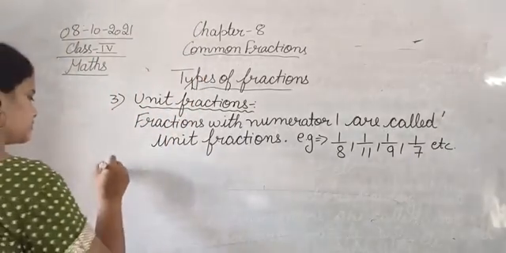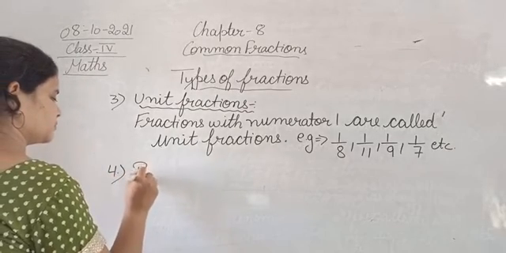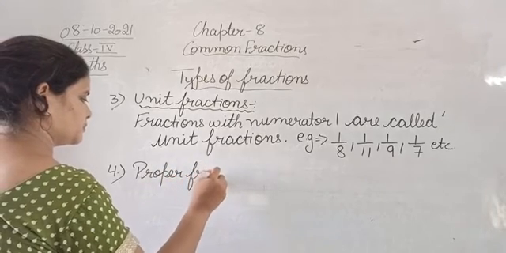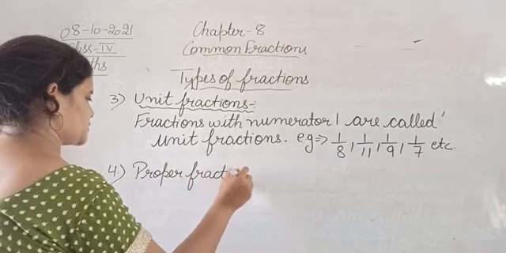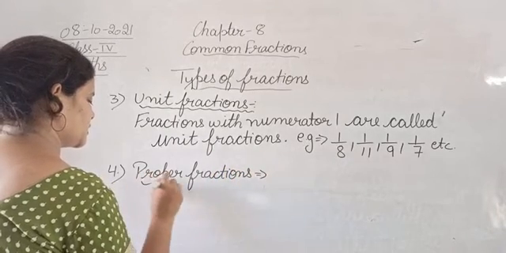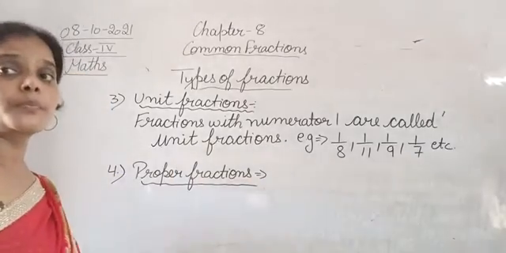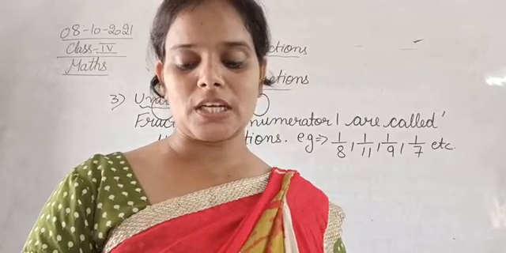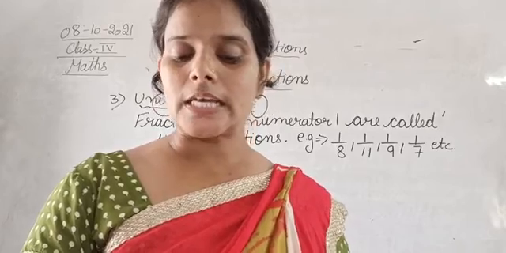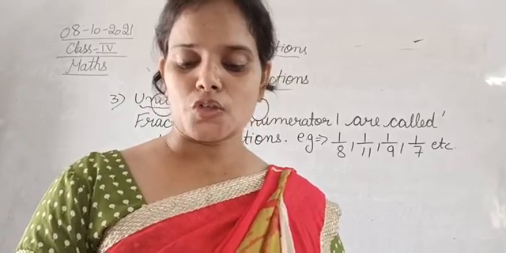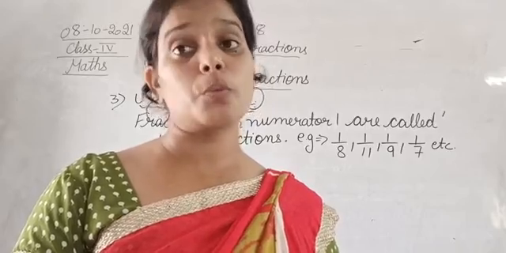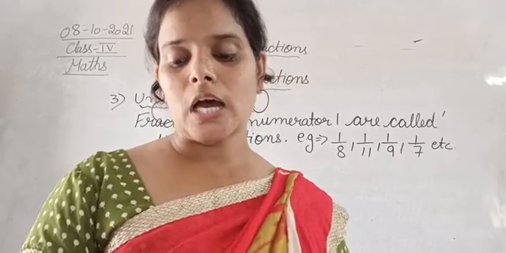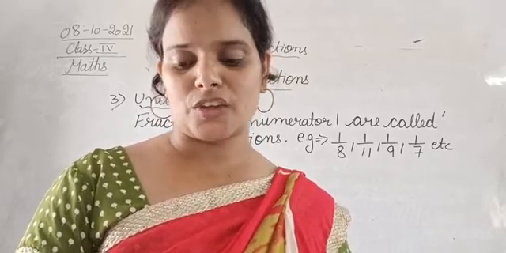The fourth is proper fractions. Now what are proper fractions? Proper fractions क्या होती हैं? A fraction whose denominator is greater than numerator is called a proper fraction. So proper fractions कौन सी होती है बेटा? जिनका denominator उनके numerator से बड़ा होता है. So the fractions whose denominator is greater than its numerator are termed as proper fractions.